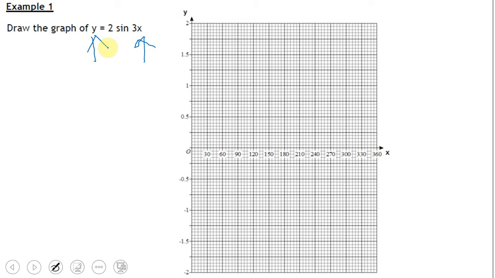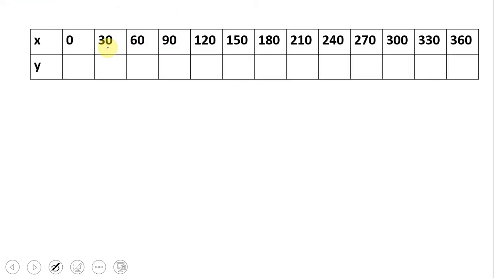Now my general recommendation is to do it for all the x values that are on the coordinate axes and work out the corresponding y. So in this case I've created a table from 0 to 360 going up in 30s. And for each of these, we stick the x value into the function. So when x equals 0, we get y equals 0. X equals 30, we get y equals 2.